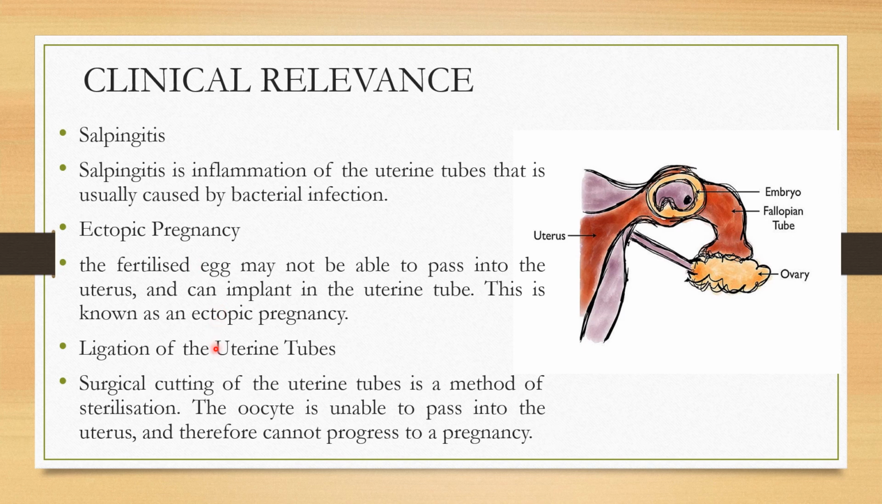Next, ligation of uterine tube. Surgical cutting and ligation of the uterine tube is a method of sterilization. The oocyte or ovum is unable to pass into the uterus and therefore cannot progress to pregnancy.